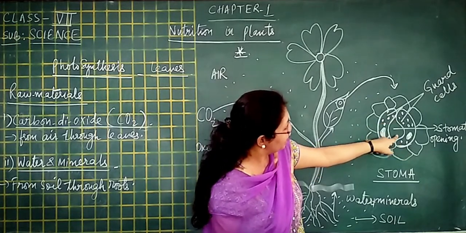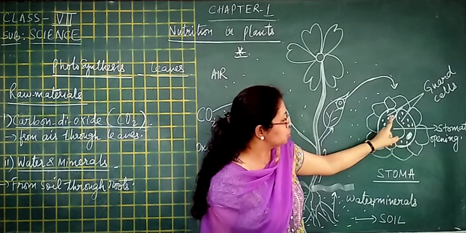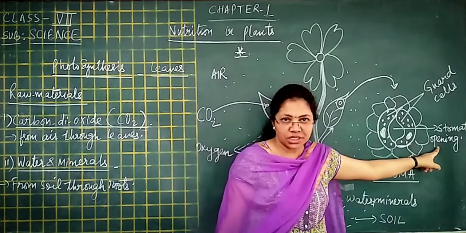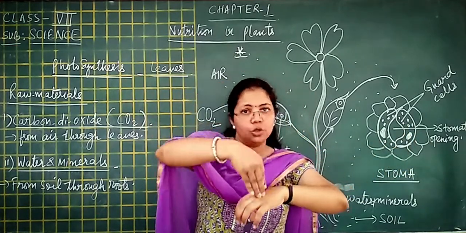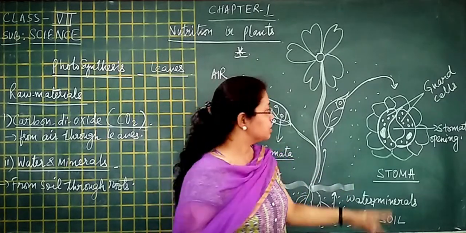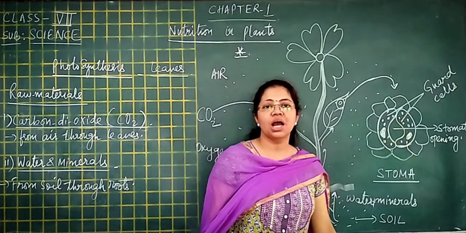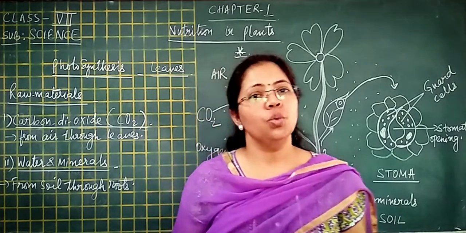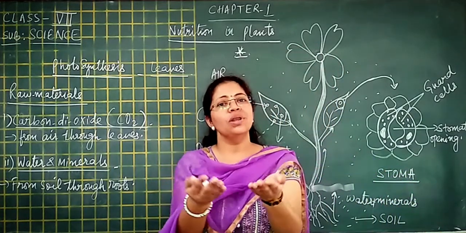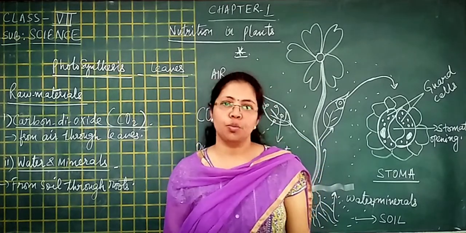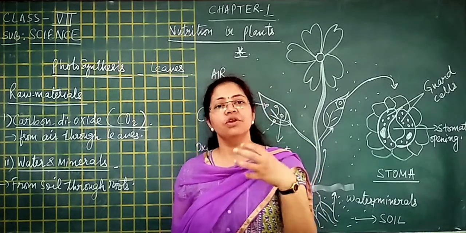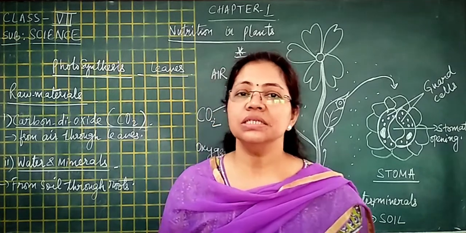So, this open space amid the two guard cells is basically the stomatal opening through which oxygen gas enters into the surface of the leaf. So, these two bean-shaped guard cells, what is their function? They regulate the opening and closing of the stomata. That's why we call them guard cells.